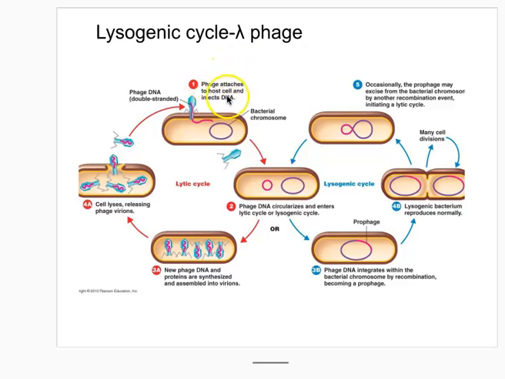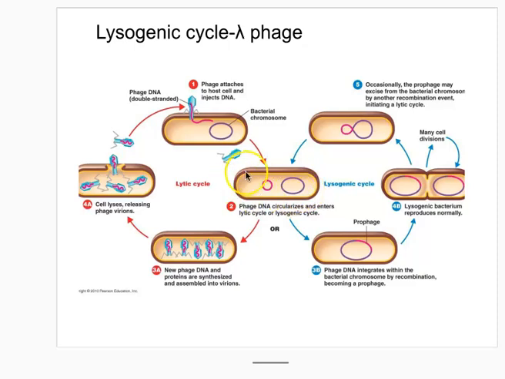So the first step is always the same. The phage, or the bacteriophage, attaches to the surface of the bacteria. And when it attaches, it will inject its DNA chromosome into the cytoplasm of the host. In this case, our host is bacteria. Remember, bacteriophages are infecting the bacteria. When the DNA gets into the cytoplasm, it becomes circularized.